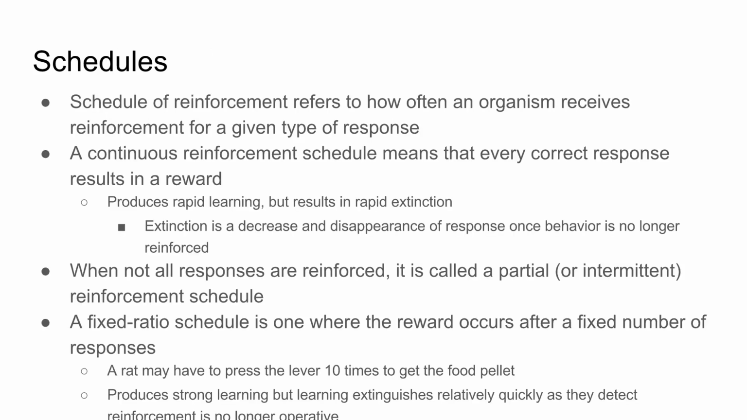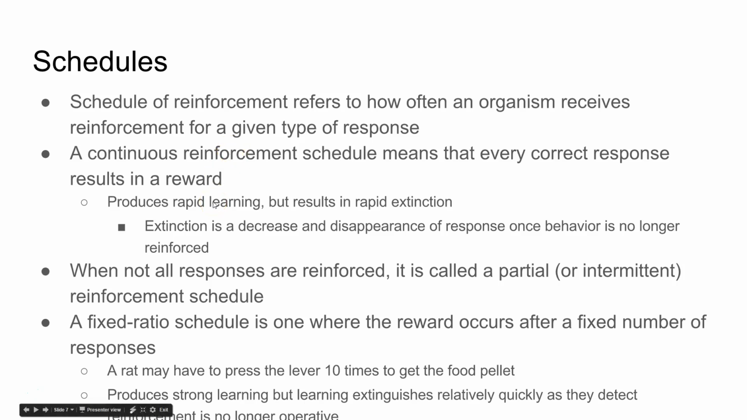It is worth noting that when people are doing operant conditioning, they follow what are known as schedules. And schedules of reinforcement, or schedules in psychology, is talking about how often something receives reinforcement for their response. So there's different types of reinforcement. There's continuous reinforcement. And that means that every correct response results in a reward. So every time that rat presses that lever, they get food. This continuous reinforcement is really effective for producing rapid learning.